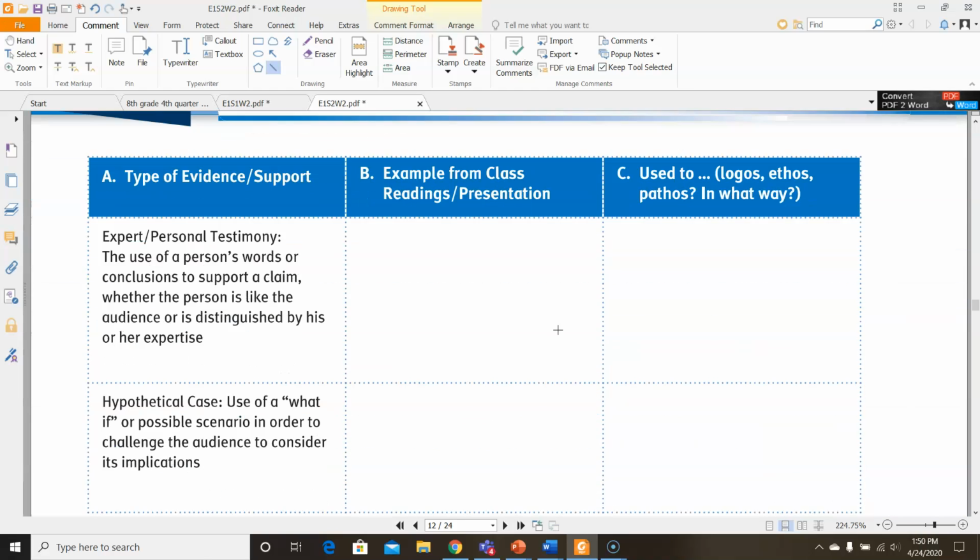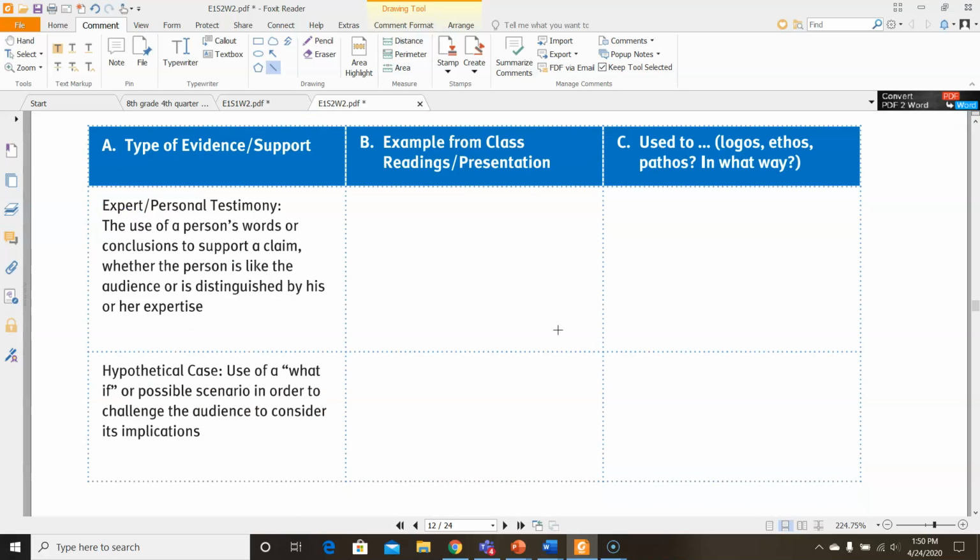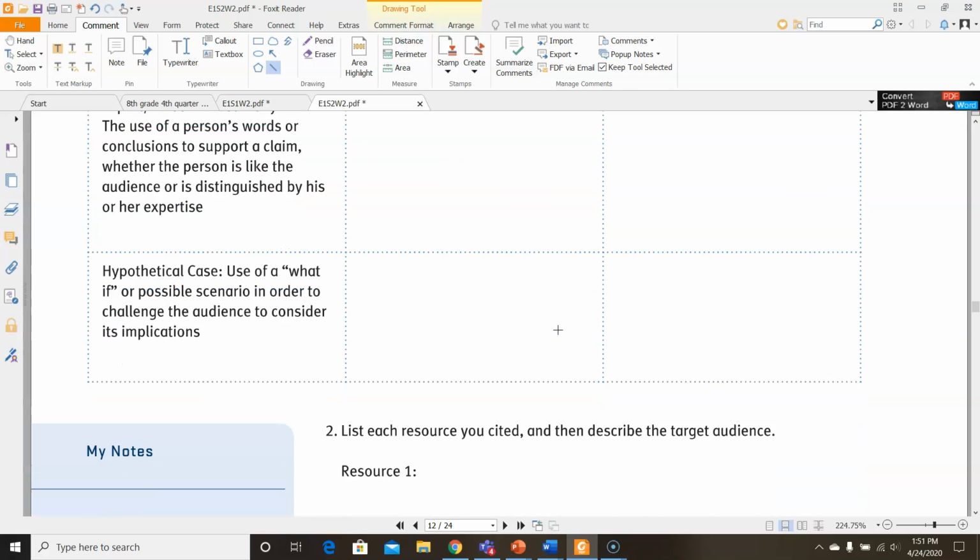Here we continue. We have expert personal testimony, which is the use of a person's words or conclusions to support a claim, whether the person is like the audience or is distinguished by his or her expertise. So you're going to find an example from one of the readings or the presentation, explain if it's logos, ethos, or pathos, and in what way. And then a hypothetical case. Use of what-if or possible scenarios in order to challenge the audience to consider its implications. Again, find an example and then say if it's ethos, logos, or pathos, and in what way.